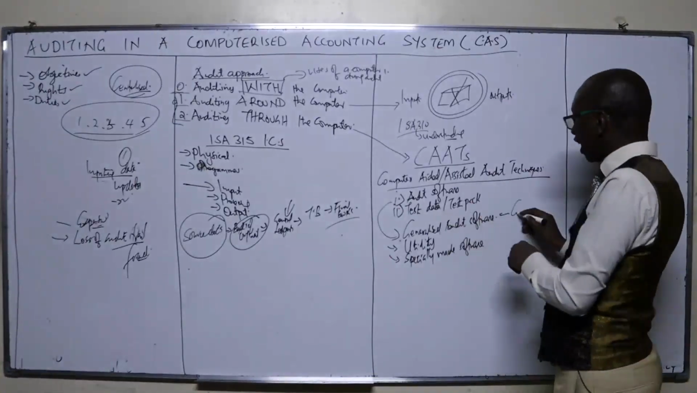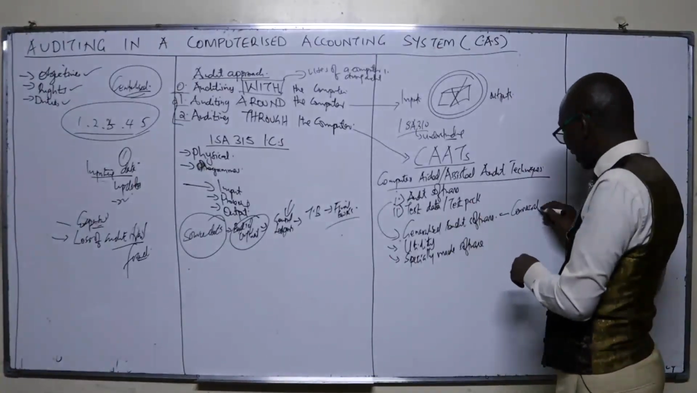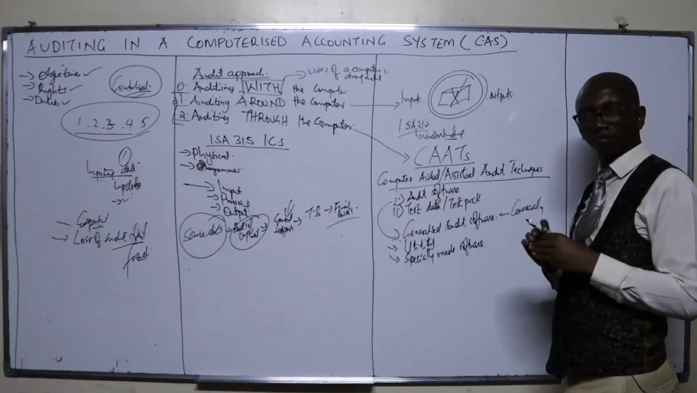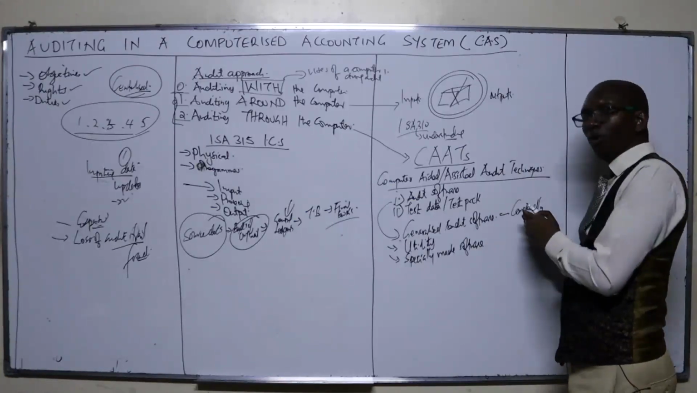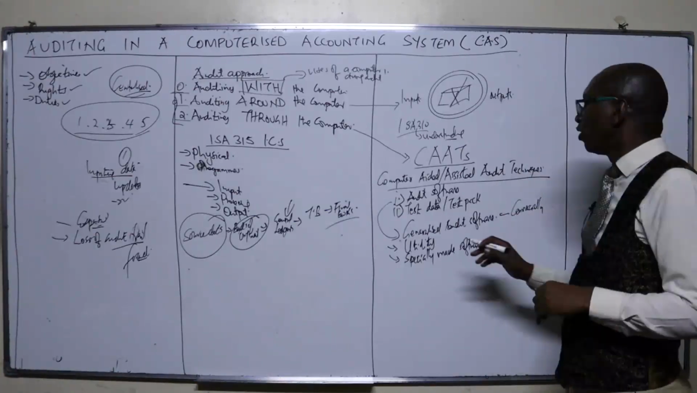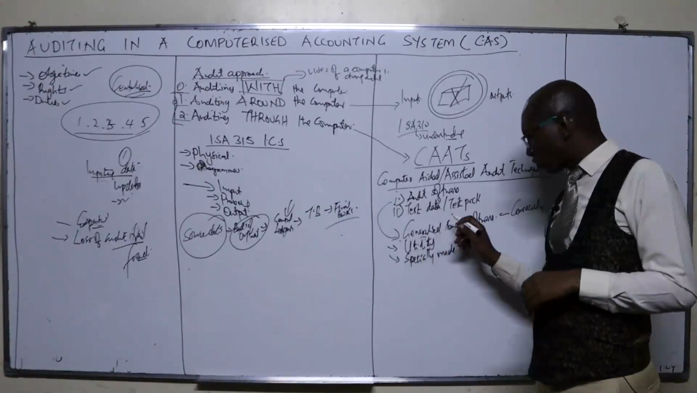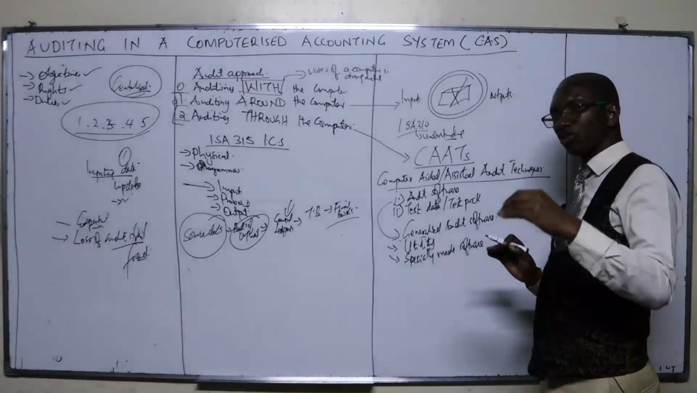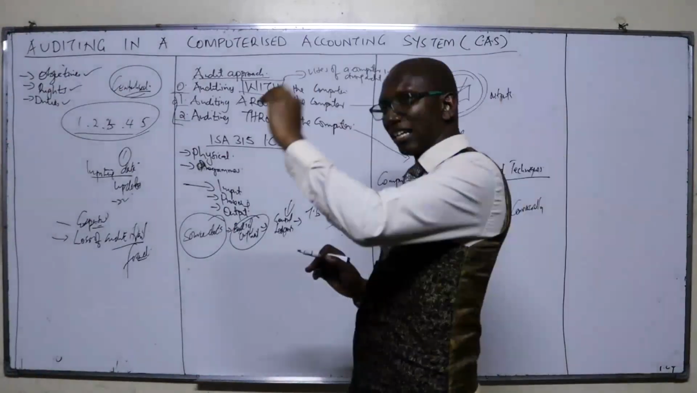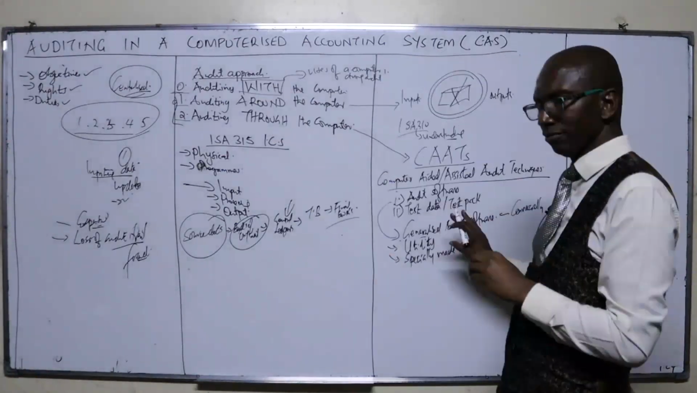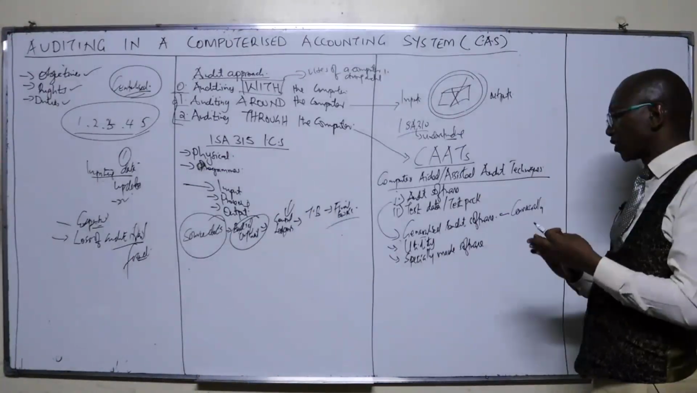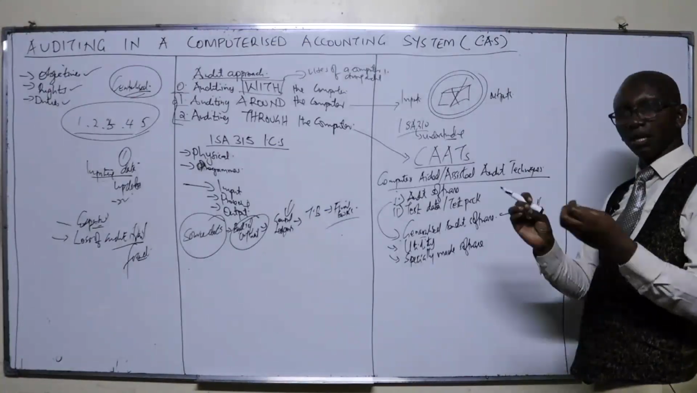Generalized audit software are commercially available. You can buy them over the counter. They are available in the market. They are commercially available or they are prepared by the auditors for general purpose. That's why we call them generalized. You can use them here, you can use them elsewhere with regards to another client. They are general in nature, for sorting, for compiling, for sampling, for general purpose.